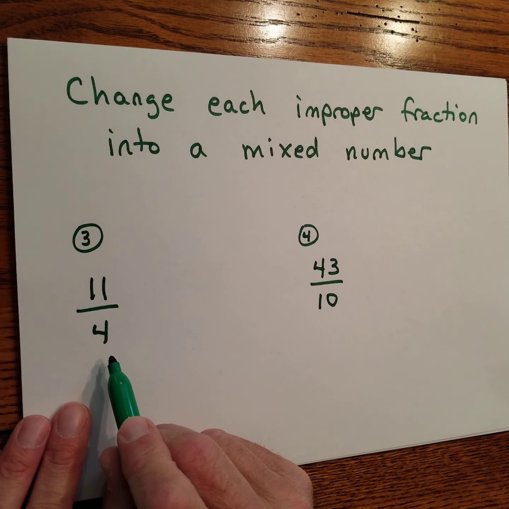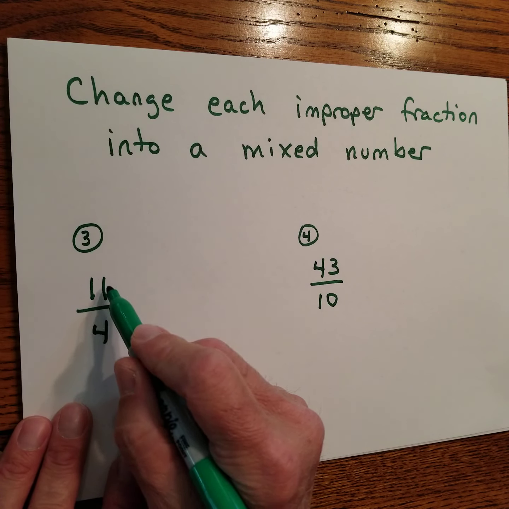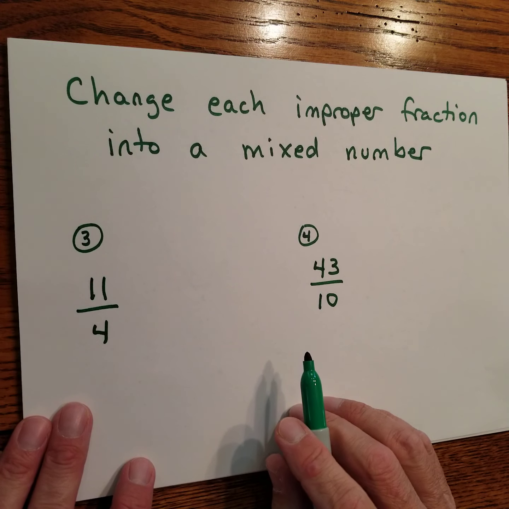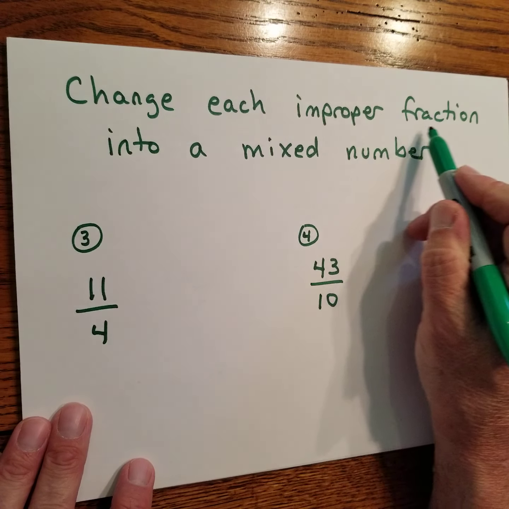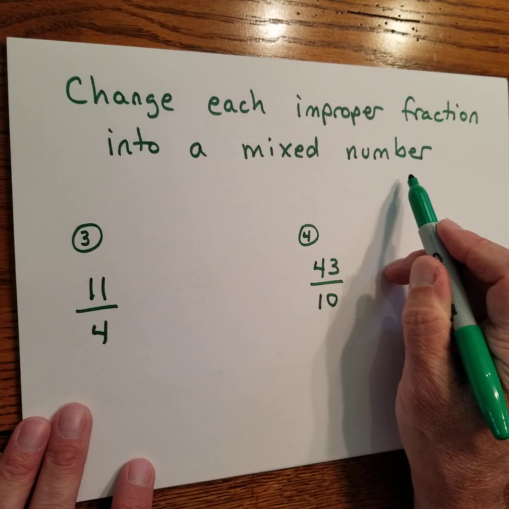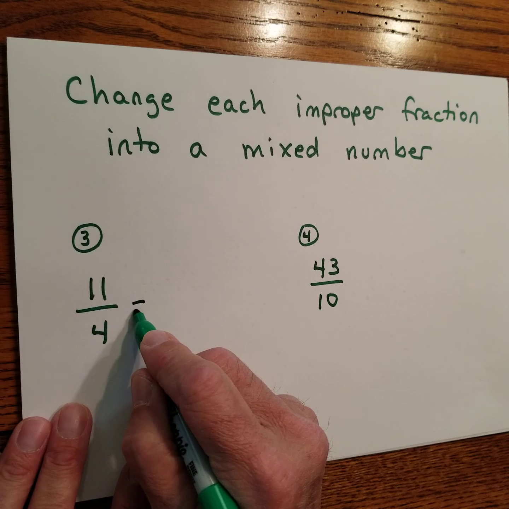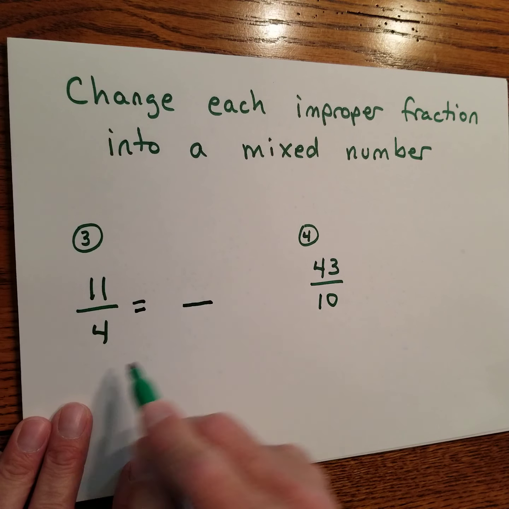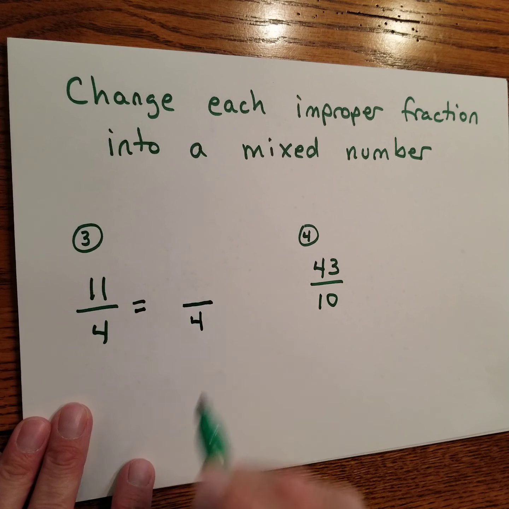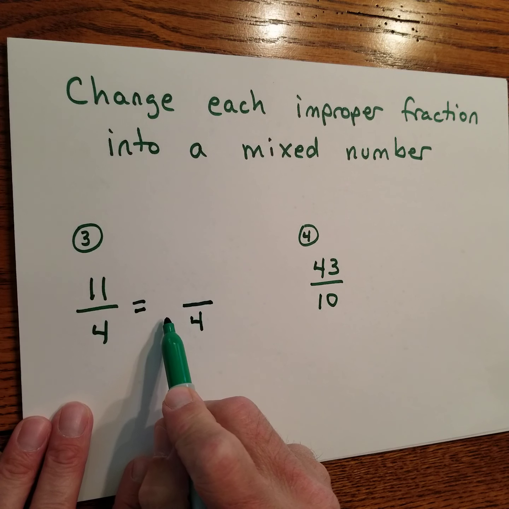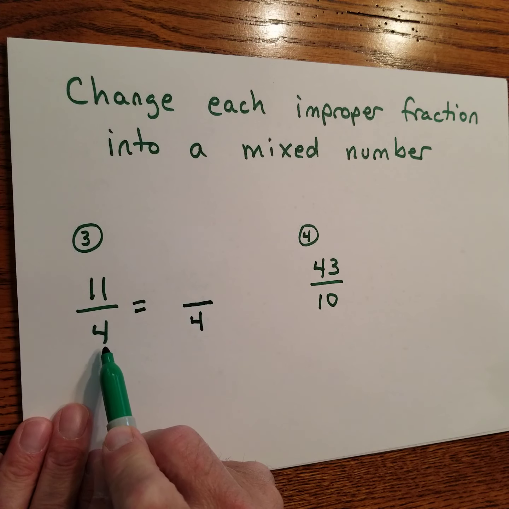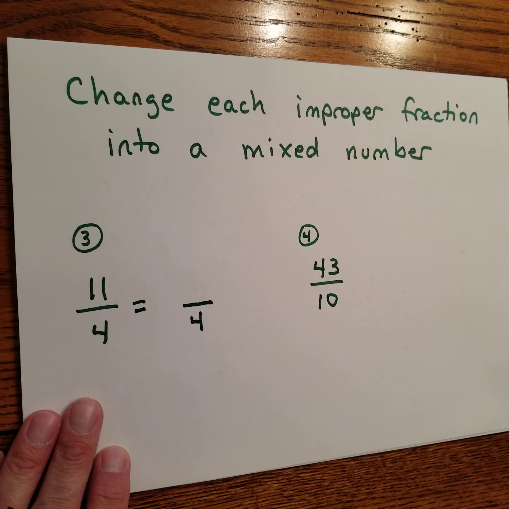Number 3 is an improper fraction because the top number is larger than the bottom number. Our job is to change the improper fraction into a mixed number. Rule number 1, the denominator never changes. In order to get the whole number part, how many times does 4 go into 11?